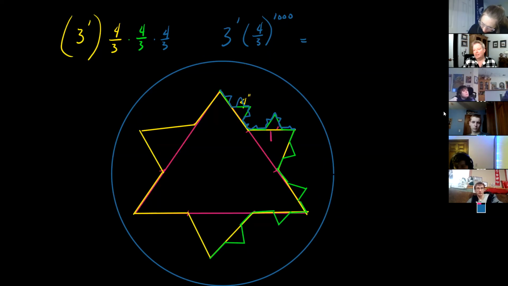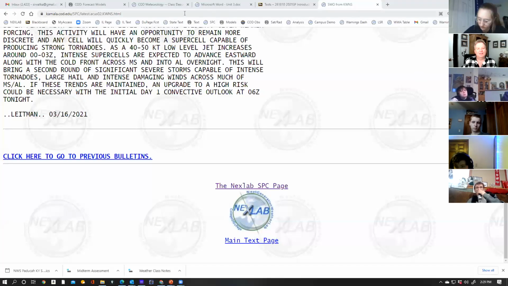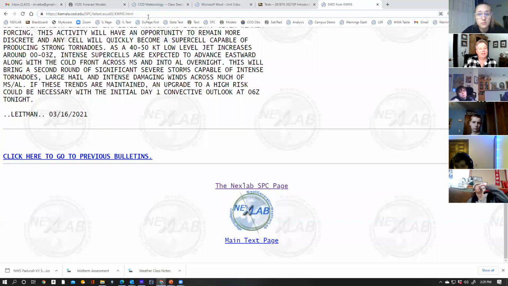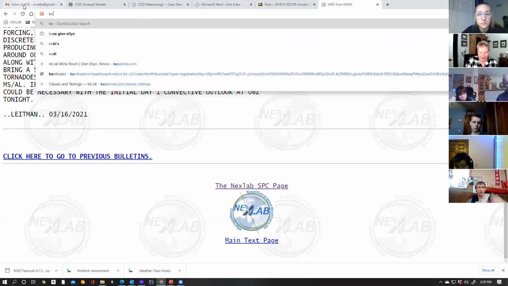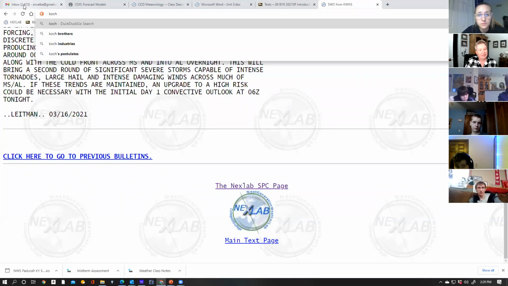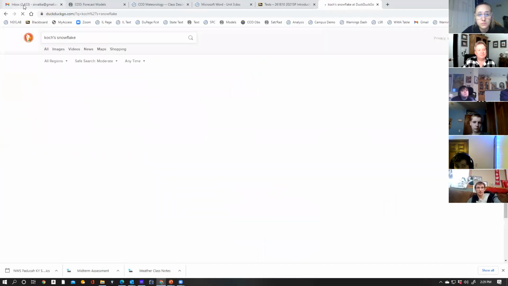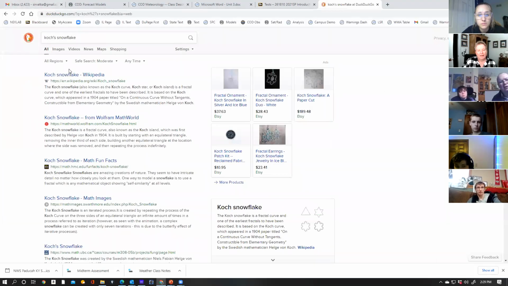Anybody know what this is called? This is called Koch's snowflake. So now I can show you this. Koch's snowflake. Okay.